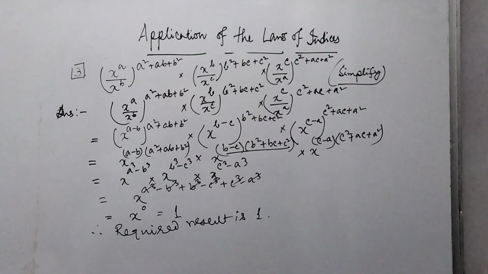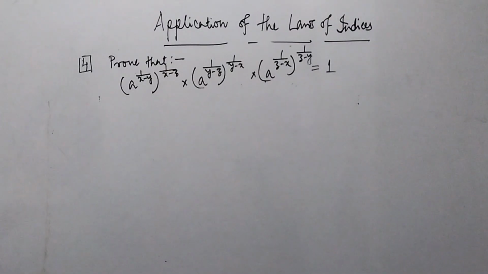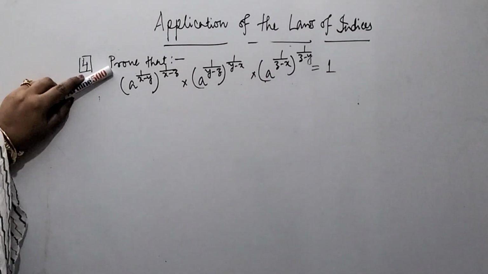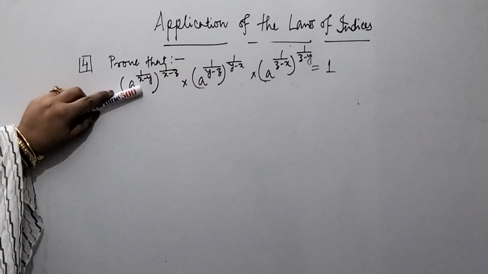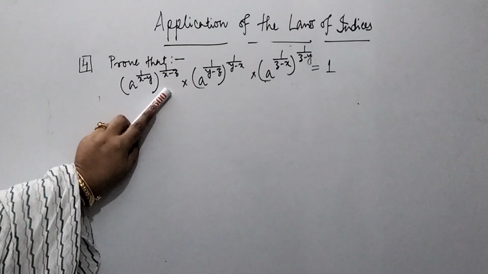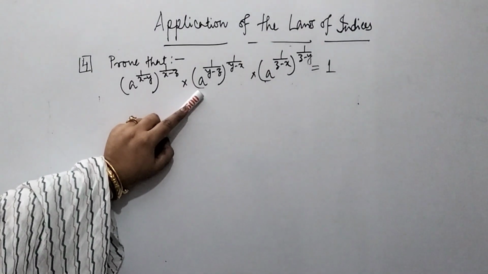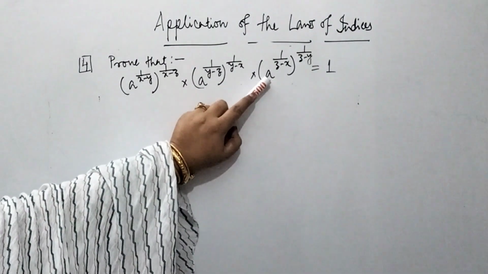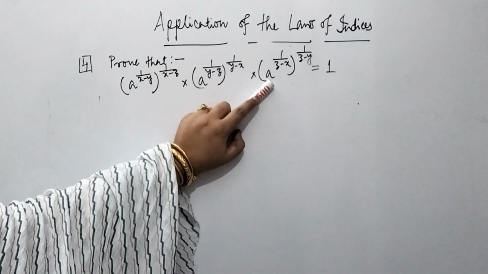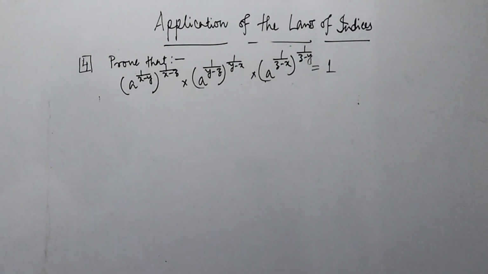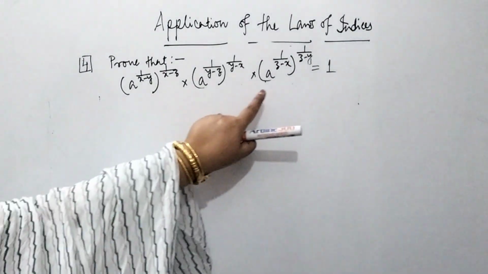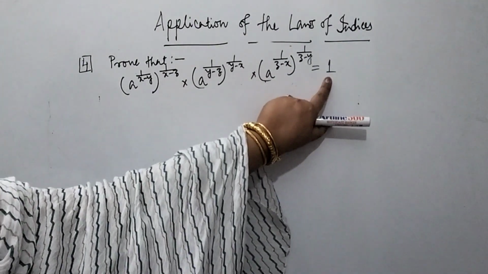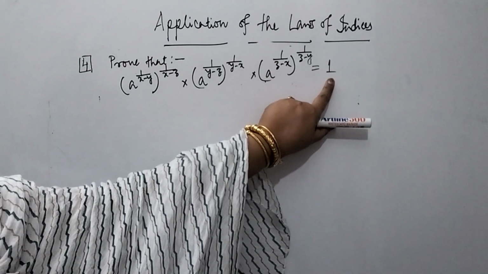And now just see all the steps and also observe how different laws are applied to solve this kind of problems. Now let's see another type of problem, where we have to prove that a to the power 1 by x minus y whole to the power 1 by x minus z into a to the power 1 by y minus z whole to the power 1 by y minus x into a to the power 1 by z minus x whole to the power 1 by z minus y equals 1. That is, this left hand side of the equal sign has to be proved equal to 1, which is on the right hand side.